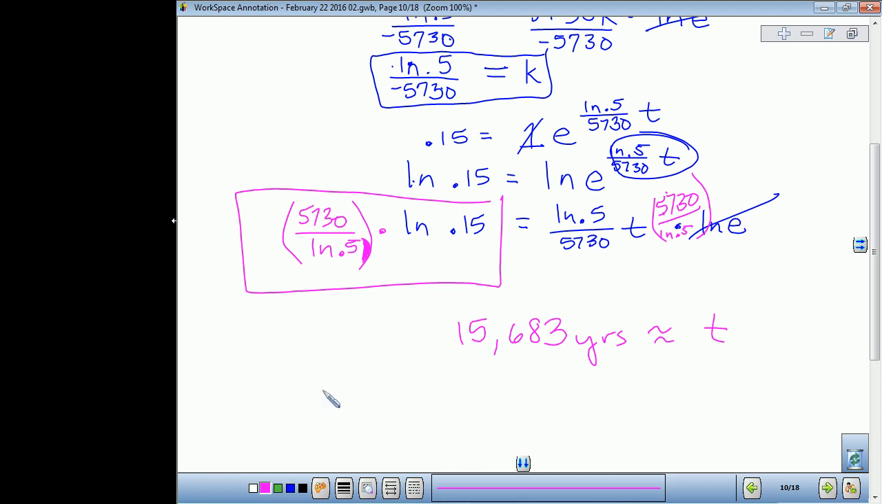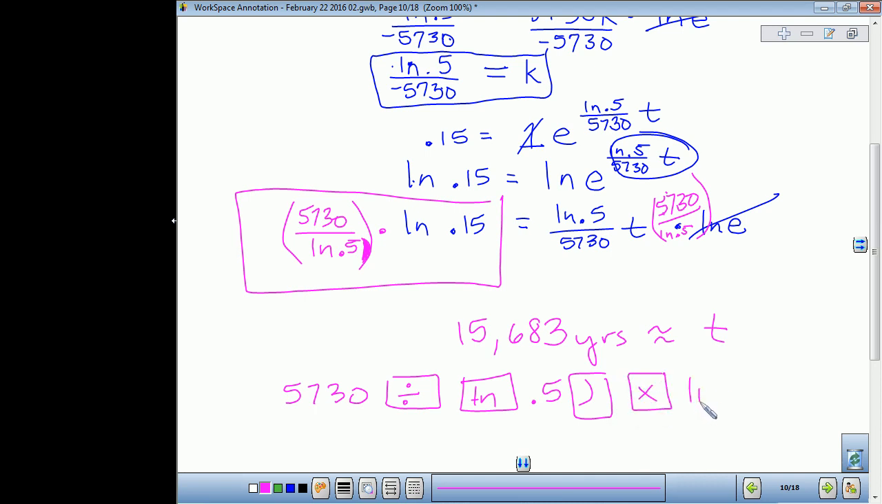What would you plug into the calculator? 5,730. The divide by button. The ln button. 0.5. It opens your parentheses. You've got to close them. Oh, I see what I did. Then times button. And then ln of 0.15. It opened them. You don't have to close them because it's the last thing you do. And you hit enter. That's what I got.